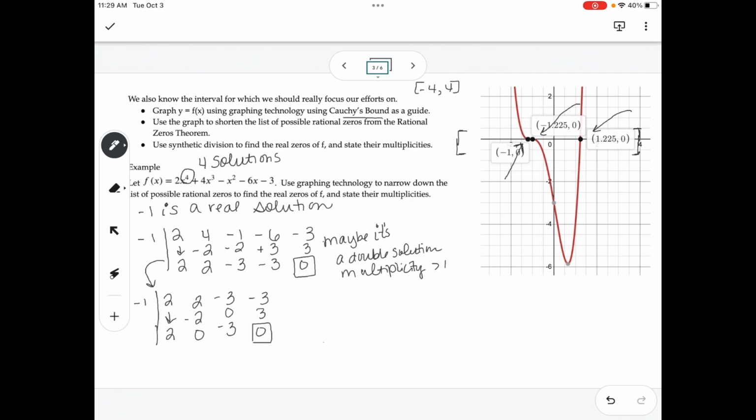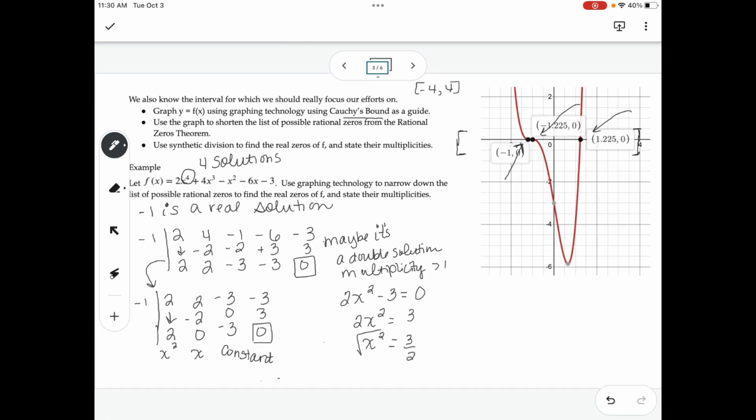But what are the other solutions? Well, I know that this is now my reduced polynomial where -3 is the constant, 0 is the coefficient of x, and 2 is the coefficient of x squared. Now I have 2x squared minus 3, set equal to 0. At this point, we can add 3 to both sides. So I have 2x squared equals 3. Divide by 2, so x squared is equal to 3/2.